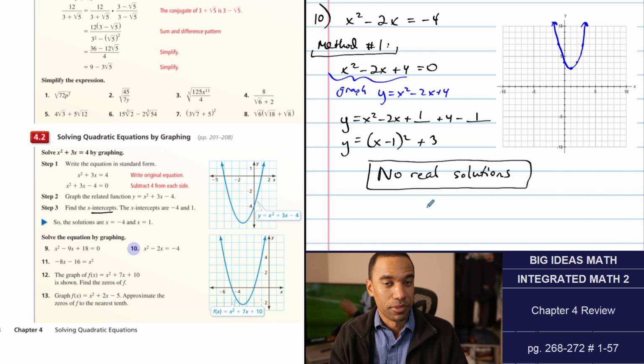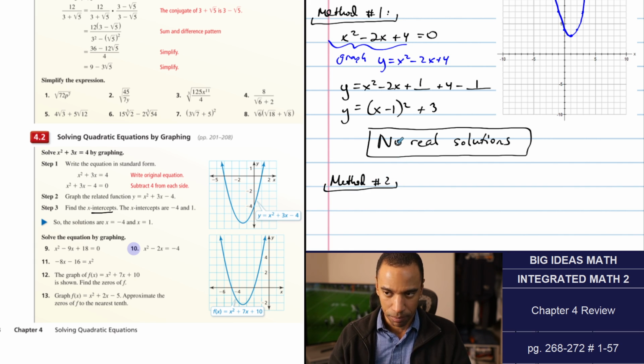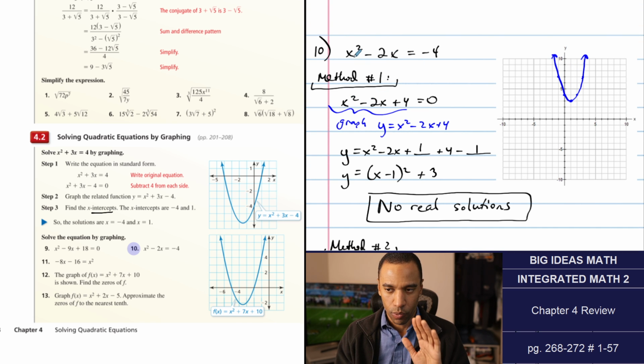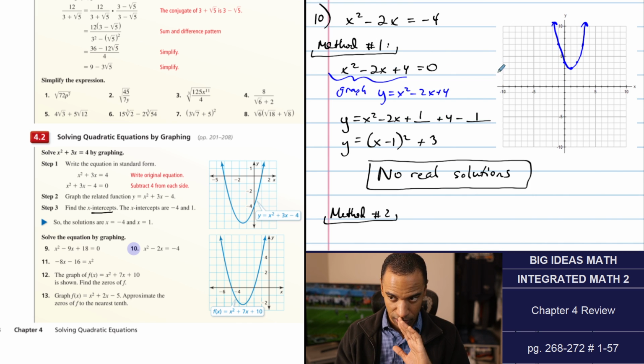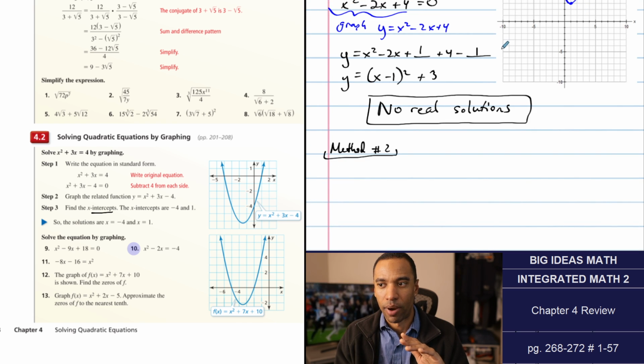Method number 2 won't get you a different answer. I hope you understand that. I'm just saying there's a different way of going about this. For method number 2, graph them as they are. Meaning the original equation looks like this. X squared minus 2x equals negative 4, right? I want to graph y equals x squared minus 2x. I want to graph y equals negative 4.